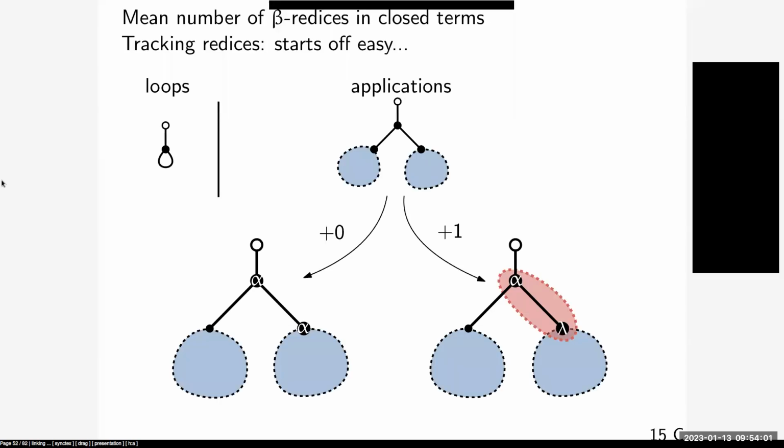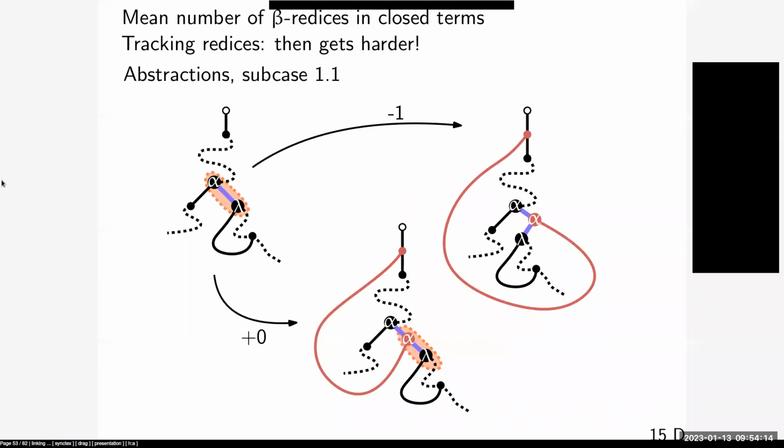We'll go back to the decomposition I showed you before for rooted trivalent maps and follow through, tracking redices during the process. For loops, of course, we have nothing to do. There are no redices here. For applications, it's easy to track redices. Either we have an application applied to something, in which case we have no new redex, or we have a lambda applied to something, in which case we have created a new redex. So far it was easy to do.